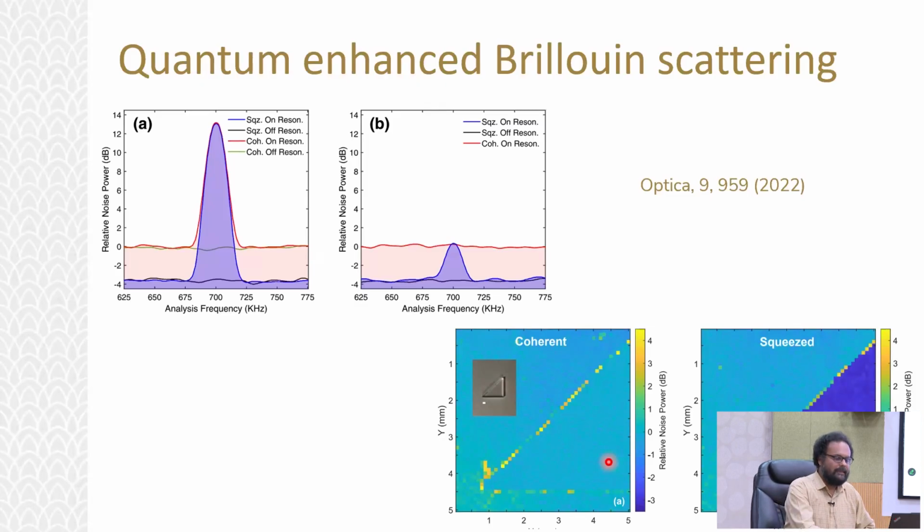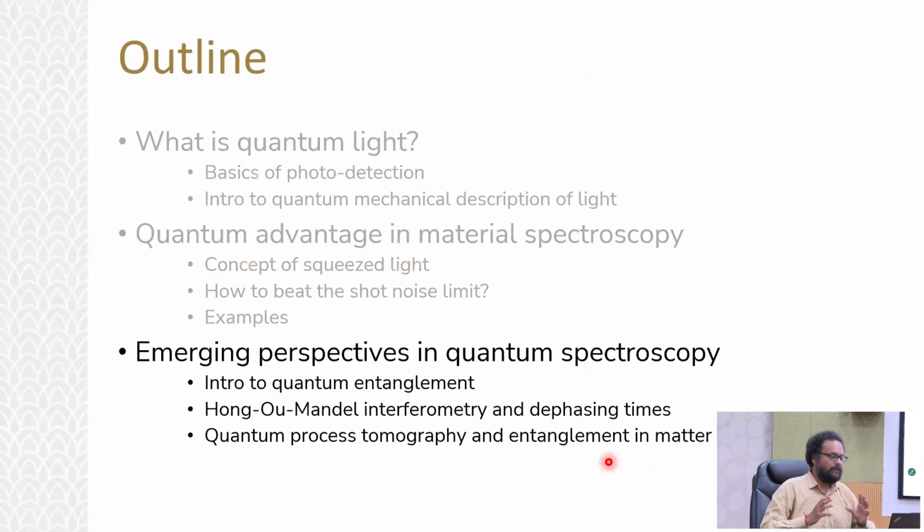Okay, so with that, we'll take a little break now, because next we'll go into emerging perspectives in quantum spectroscopy. Of course, this is not going to be too long, but I'm going to talk about three things: use of Hong-Ou-Mandel interference, use of quantum process tomography, and use of joint spectral amplitude. Three important quantum observables that can be used to probe materials. Okay.